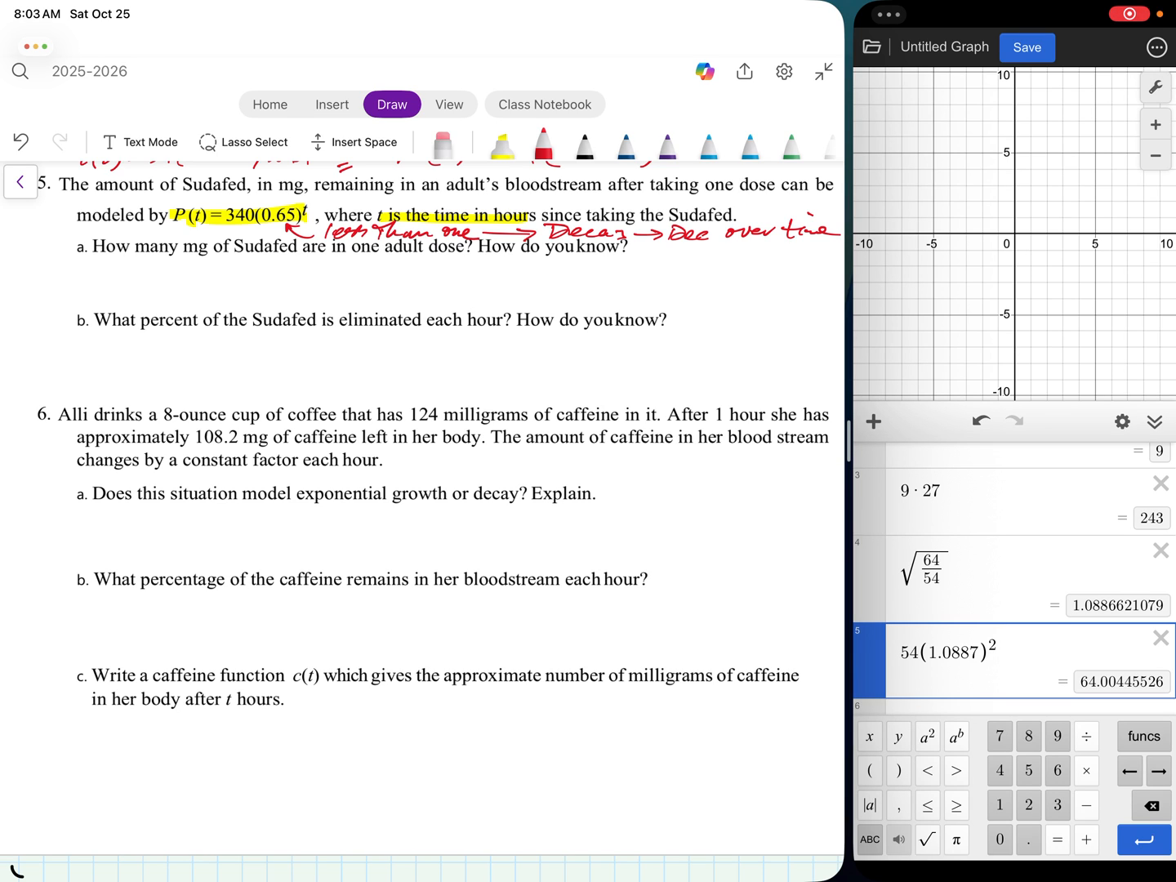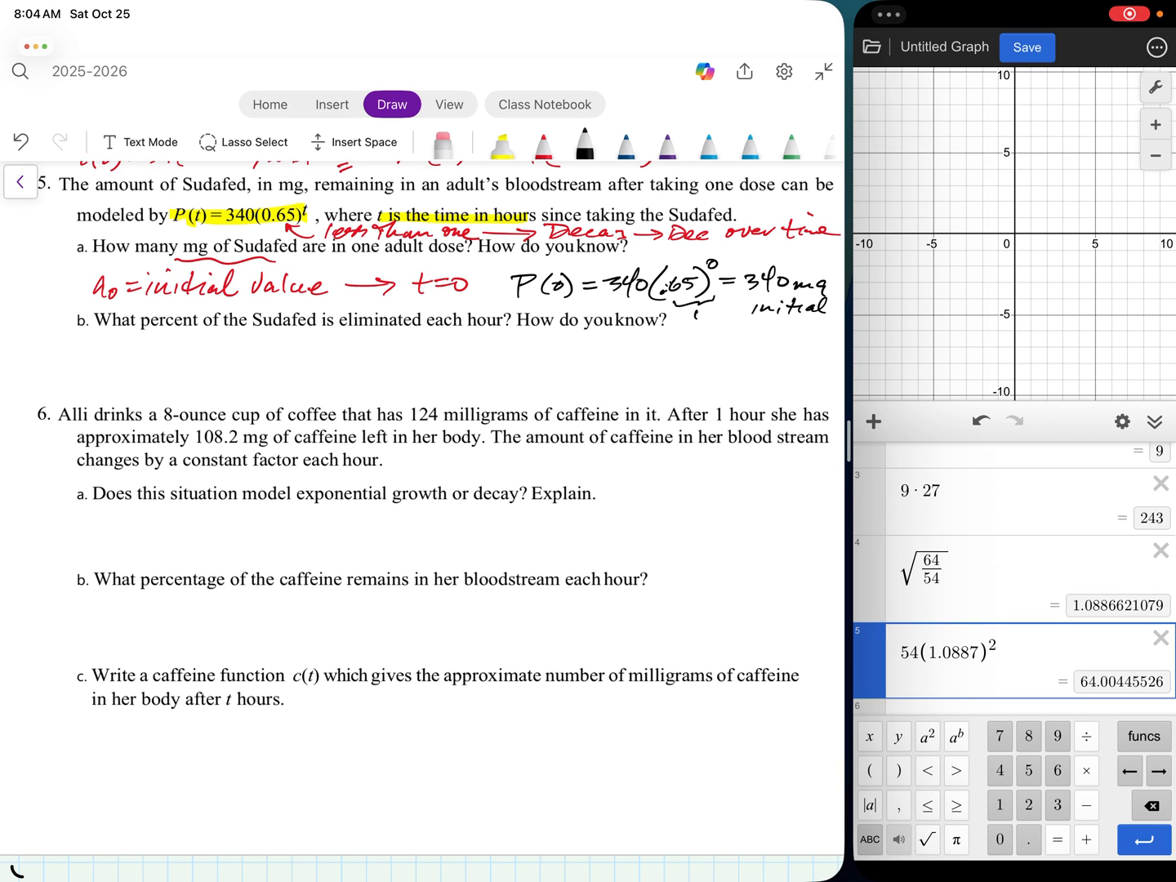Okay. Well, let's interpret this. That's in the beginning. We have to find the initial value, a sub 0. When does that occur? It occurs when t equals 0. So you have to evaluate the function at 0. P of 0 is equal to 340 times 0.65 to the 0 power. And we know that this right here is 1. Anything to the 0 power is 1. So we get 340 milligrams, the initial value.